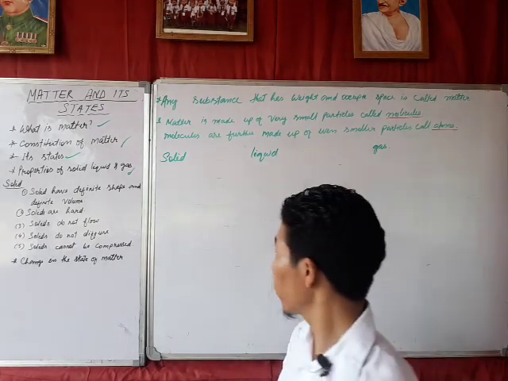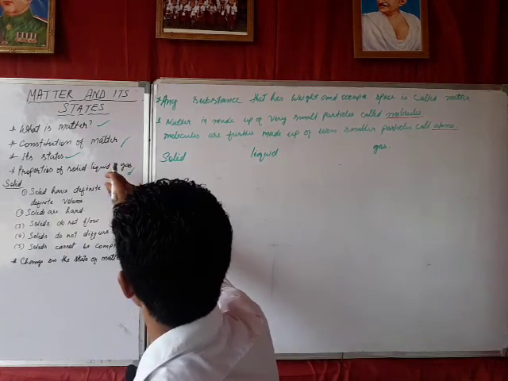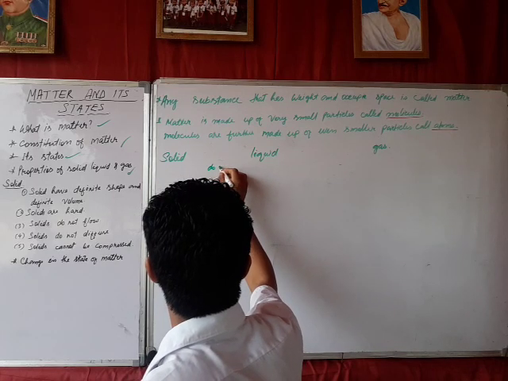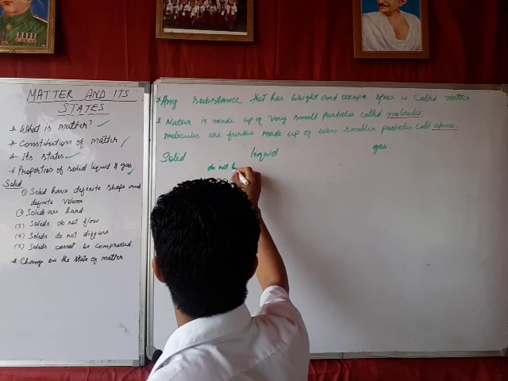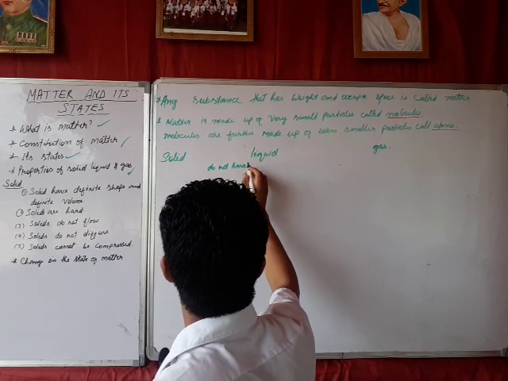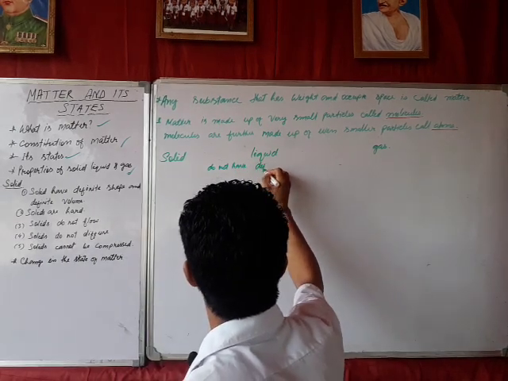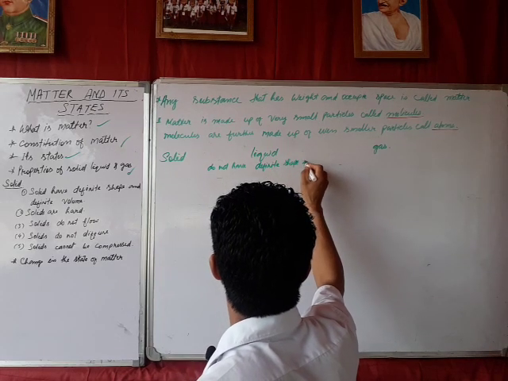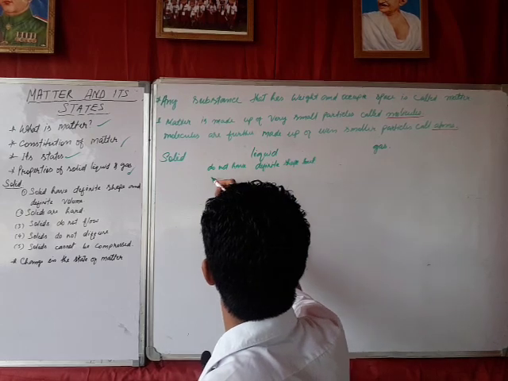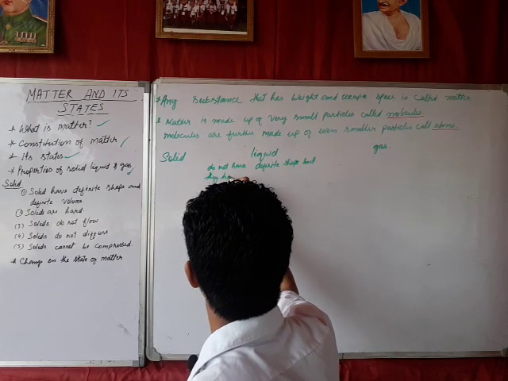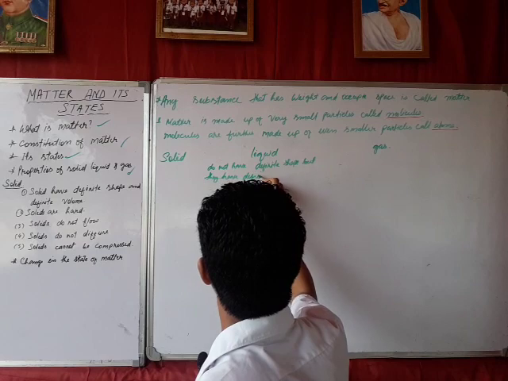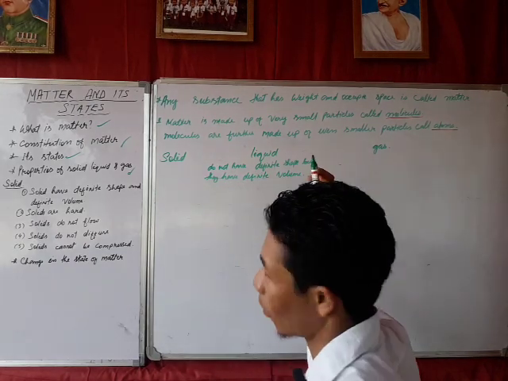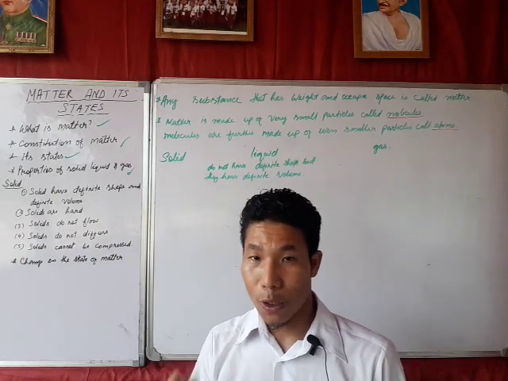So how can we write? Solid already called, now liquid. Liquid do not have definite shape, but they have definite volume. Okay, I hope you understand.